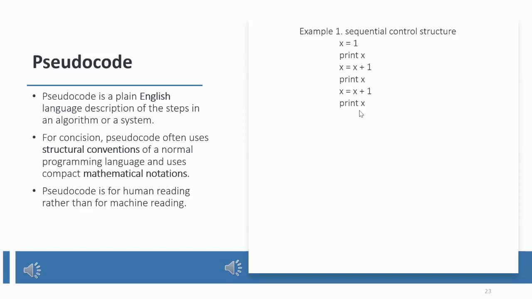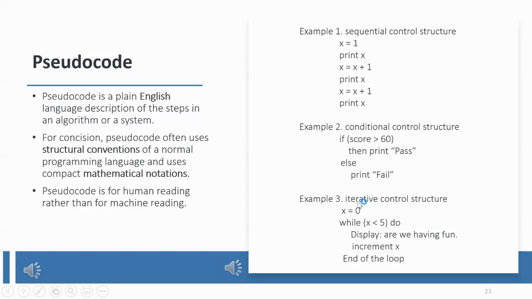The second example is an example of a conditional control structure. We use if-else to build the conditional control structure. If score is larger than 60, if this is true, then print pass. Else, print fail.